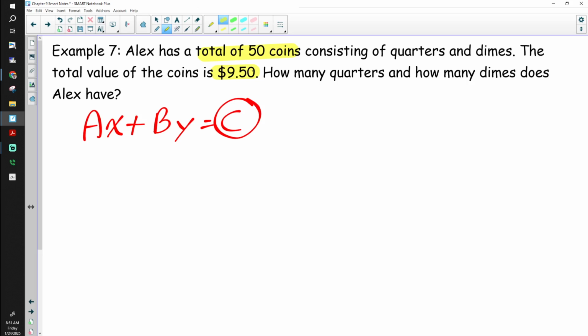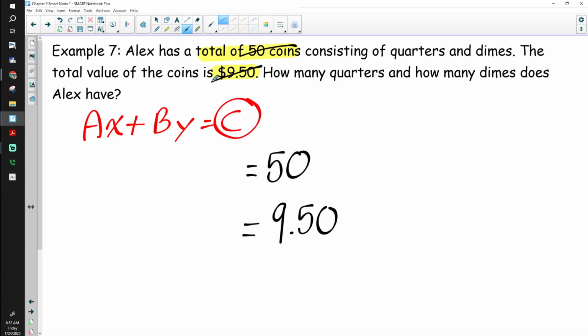I only have 2 numbers, and I have to build 2 entire equations. One of my equations is going to be equal to 50. One of my equations is going to be $9.50. This is all I know right now. I need to build all the left-hand side, and guess what? I've already used my 2 numbers. Already used them.